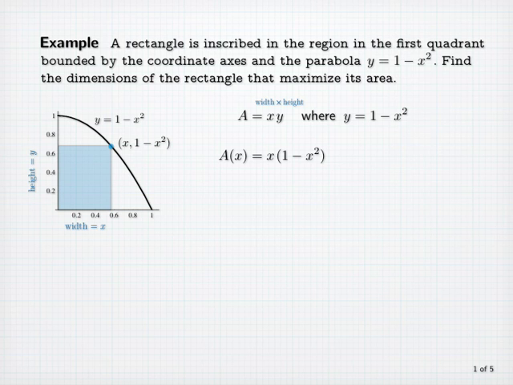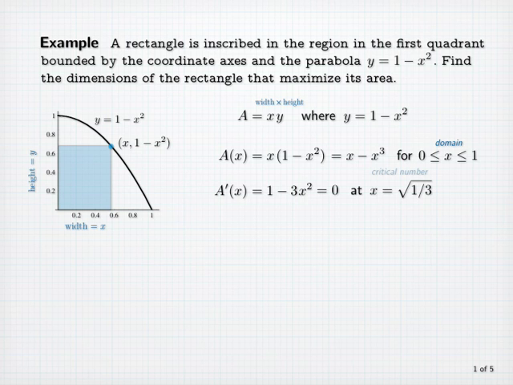A of x equals x times 1 minus x squared, or x minus x cubed. The domain of interest for this function is the closed interval 0, 1. So we now have posed a maximization problem for a continuous function on a closed bounded interval. To find critical numbers, we begin by taking the derivative. A prime of x is 1 minus 3x squared, which is 0 at x equal to the square root of 1/3. So we have a single critical number in the interval 0 to 1.